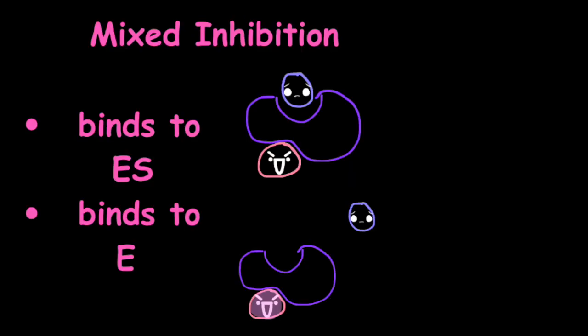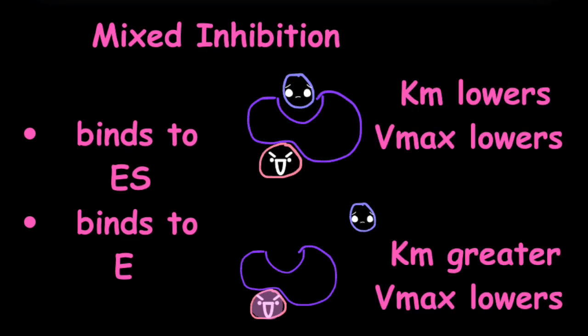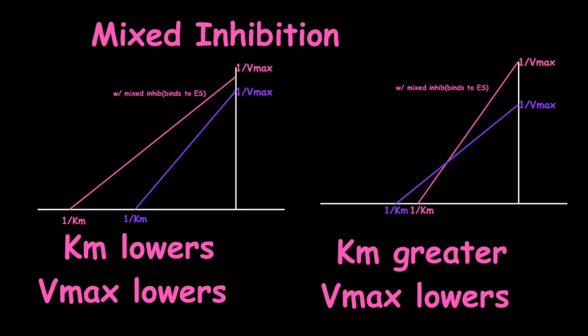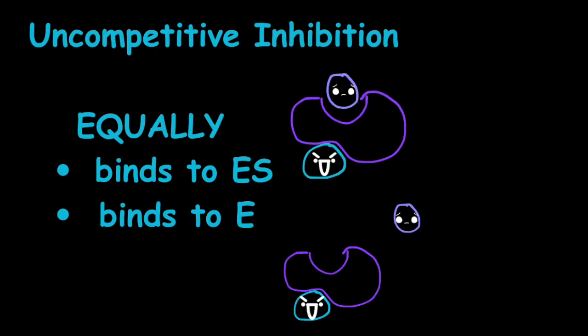Now, mixed inhibitors also bind on the allosteric site, but some mixed inhibitors prefer to bind to the enzyme-substrate complex, and some prefer to bind to just the free enzyme. In both cases, Vmax lowers, but when it prefers to bind to the ES, Km lowers, and when it prefers to bind to just the free enzyme, Km actually is greater. This is what the Michaelis-Menten would look like for those two, and this is what the Lineweaver-Burk would look like for those two.